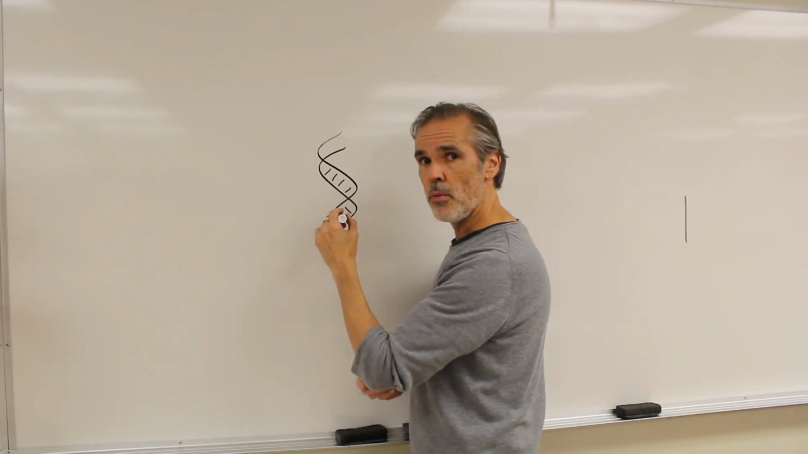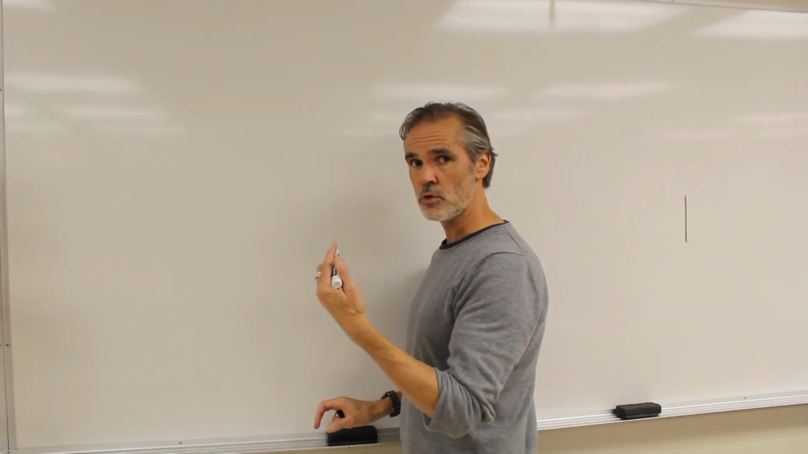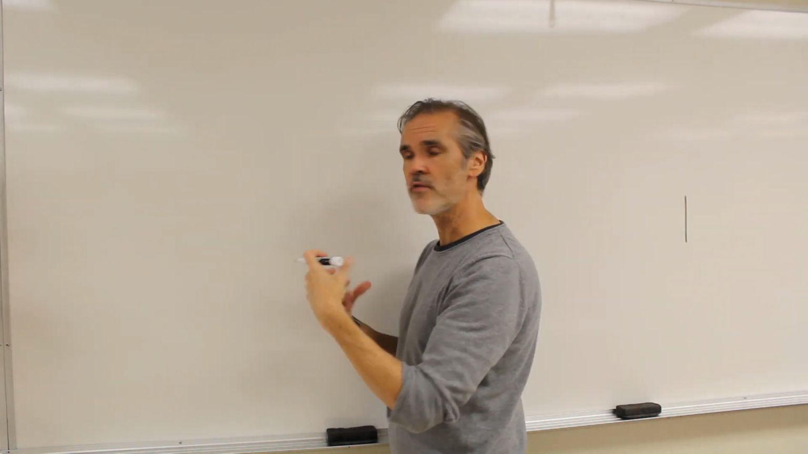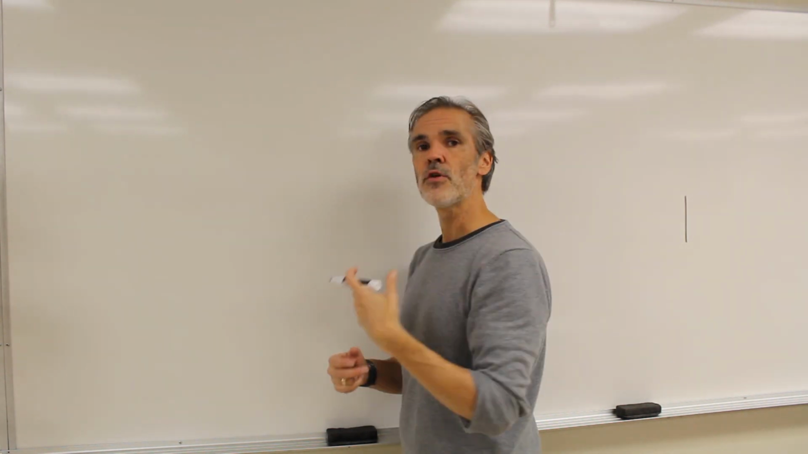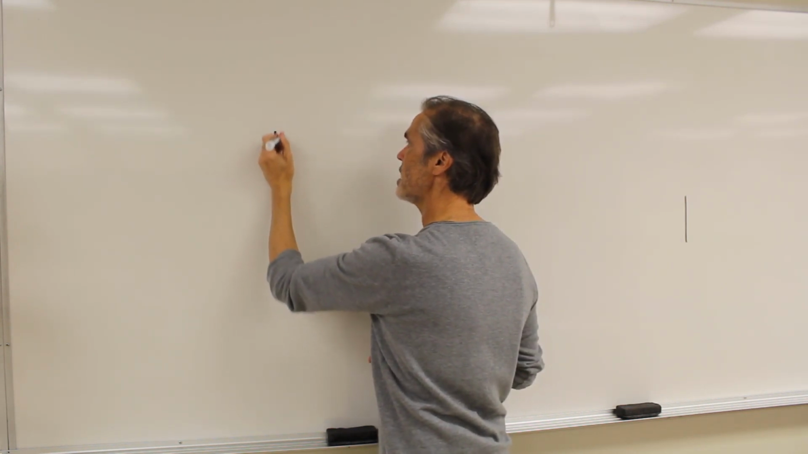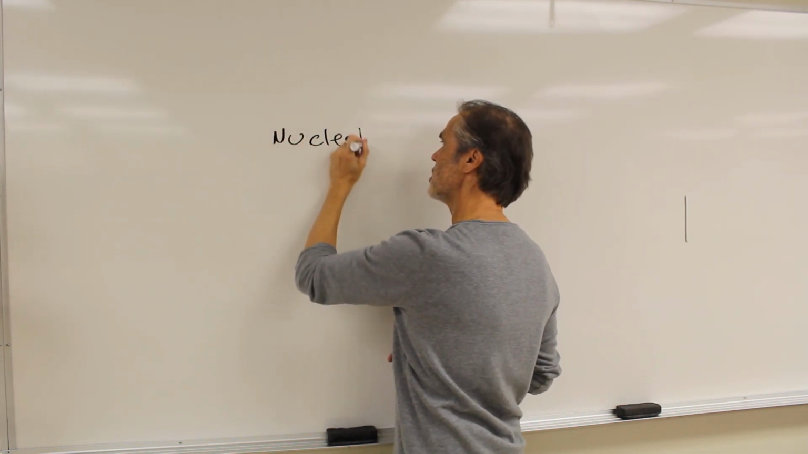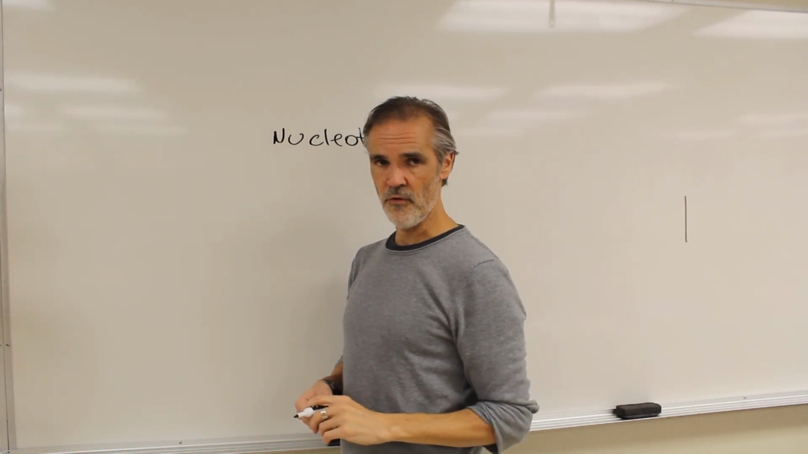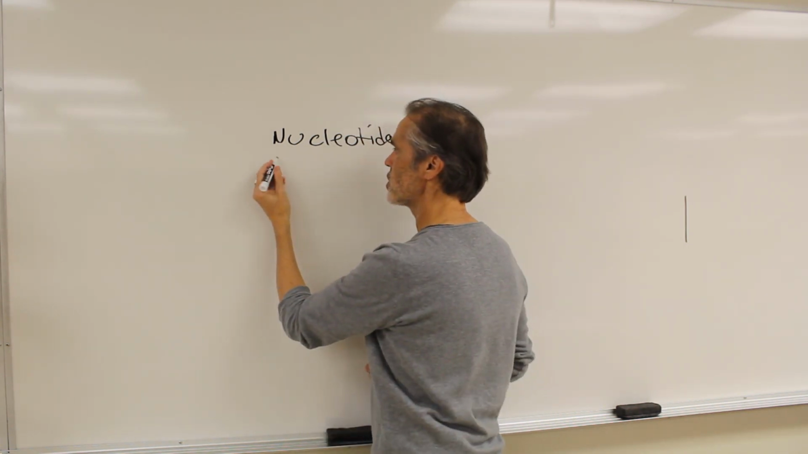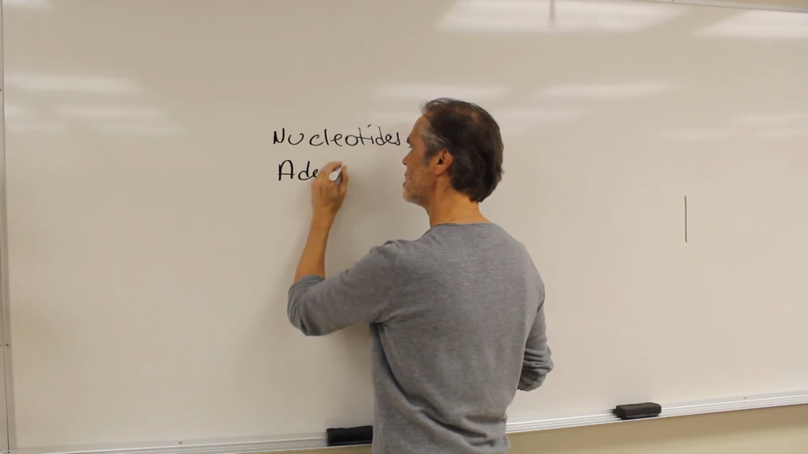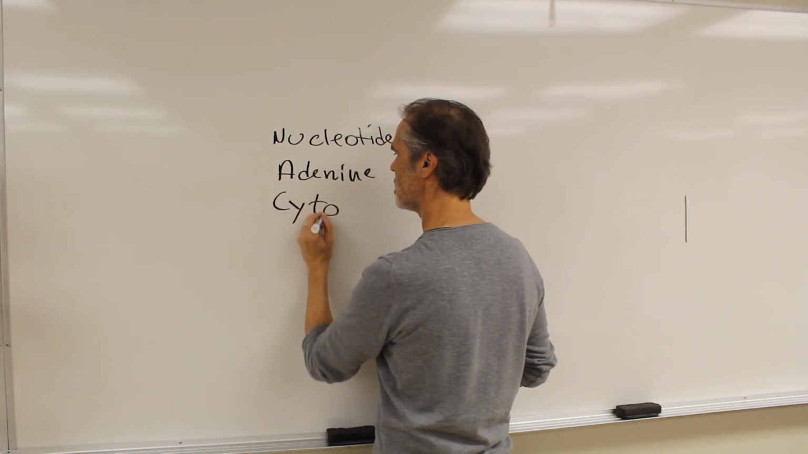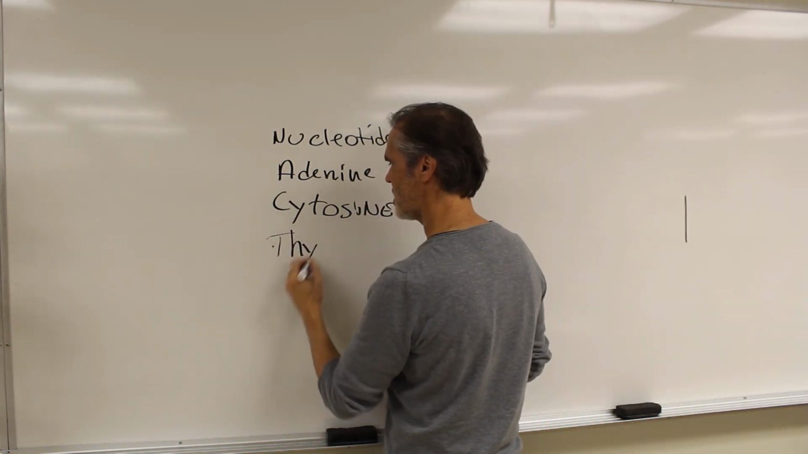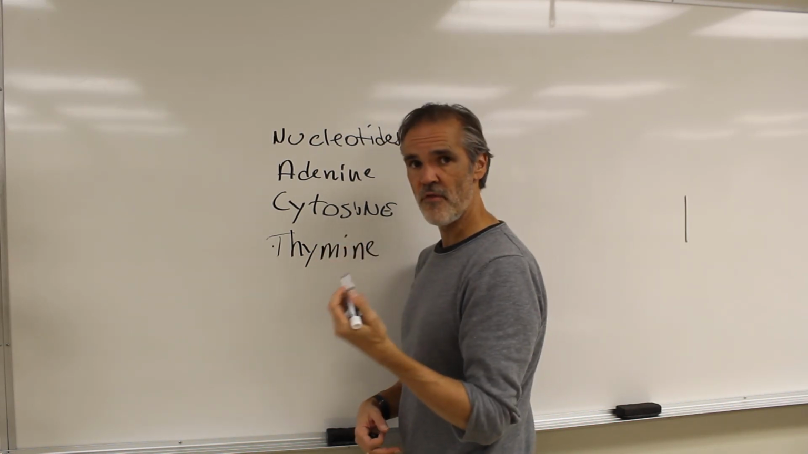Now, when we look at these double strands, we know that they are interacting with one another by the different components of each strand. So each strand has nucleotides, right? And these nucleotides in DNA come in 4 forms. There are 4 types of nucleotides. So we have something called adenine, we have cytosine, we have thymine, and finally we have guanine.